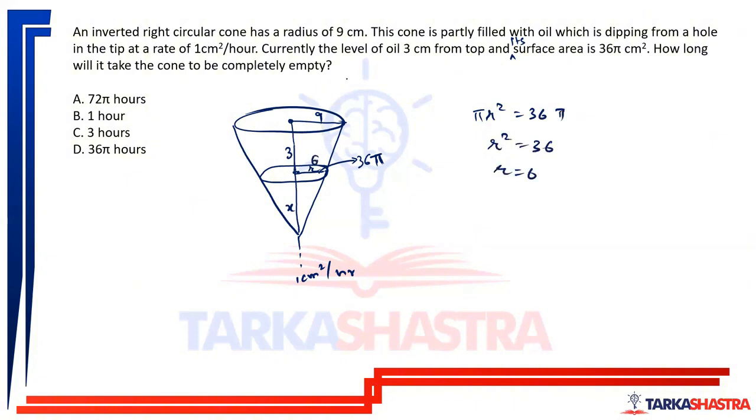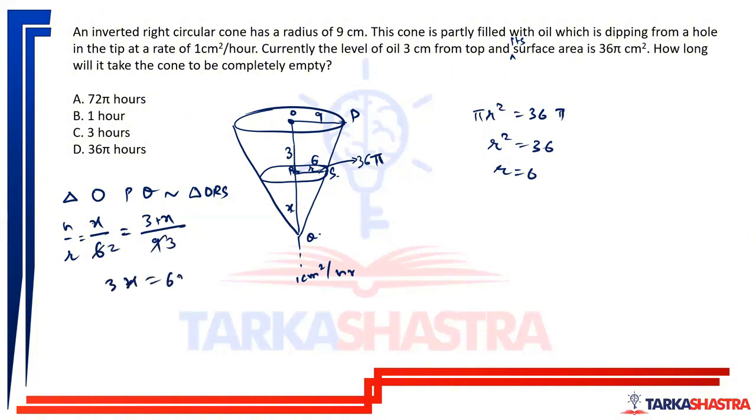So this is 6. Now, let us say O, P, Q, R, and S. Triangle OPQ and triangle ORS are similar. So x upon 6, height upon radius will be equal to height. Here the height is 3 plus x upon radius 9. So 3x is equal to 6 plus 2x. So this 2x will come here, x will become 6. This height is also 6.